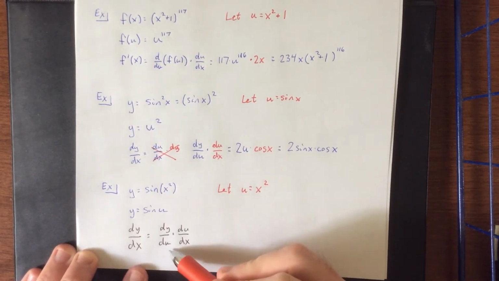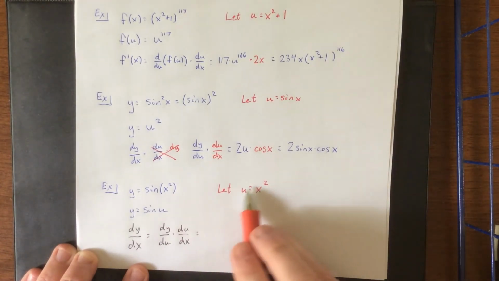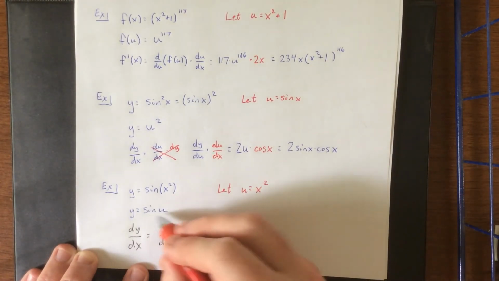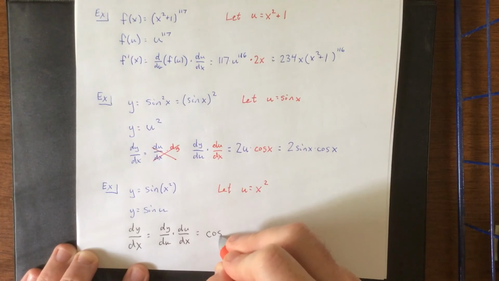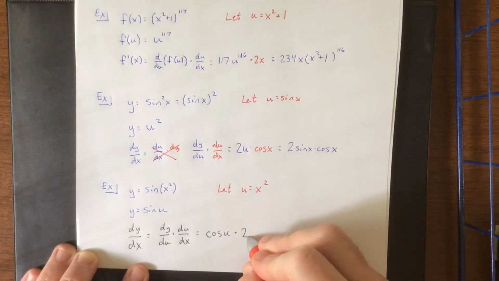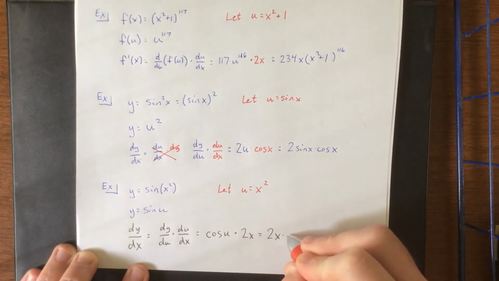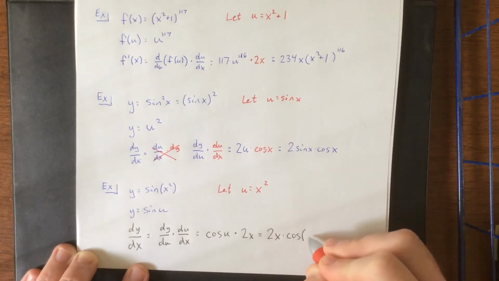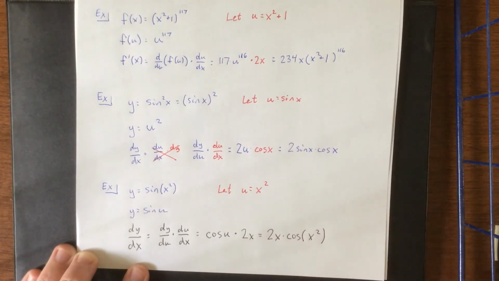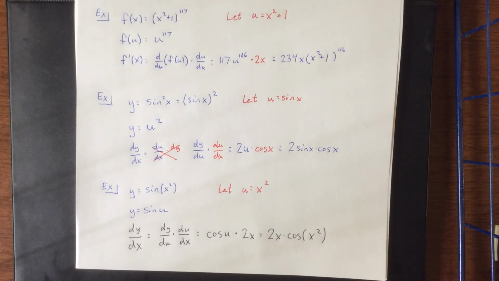So, that'll be dy over du, that's the derivative of sine of u with respect to u, multiplied by the derivative of u with respect to x. So, the derivative of sine of u will be cosine of u. We're going to multiply that by this derivative here, that'll be 2x. Reordering this ever so slightly, that'll be 2x times the cosine of, and instead of calling it u, we'll go ahead and substitute back and call it 2x times the cosine of x squared. I think that's enough chaos for one video, so we'll call it right there.